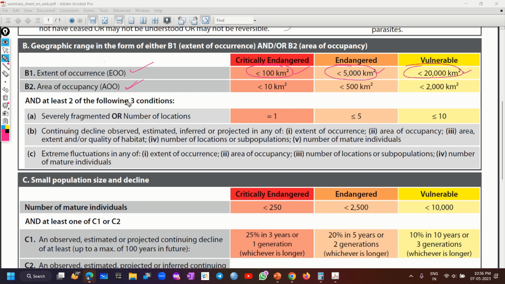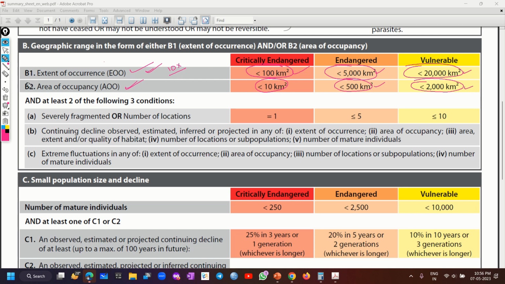And if you see the area of occupancy, then it is reduced: less than 2000 square kilometers in the case of vulnerable, less than 500 square kilometers in the endangered, and less than 10 square kilometers in the case of critically endangered. It means the extent of occurrence is 10 times higher as compared to the area of occupancy. Okay.